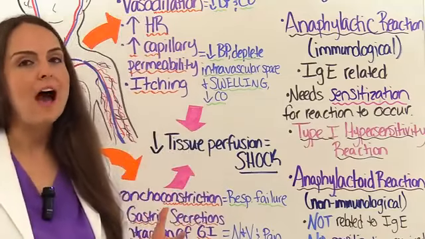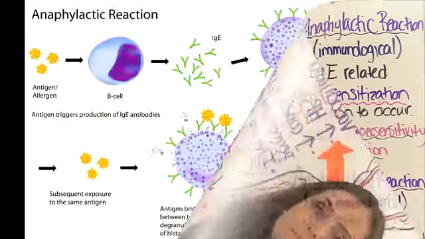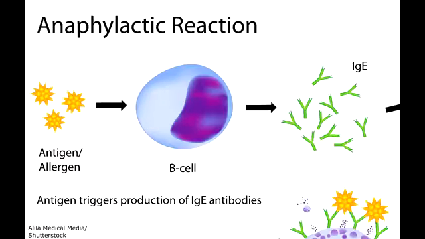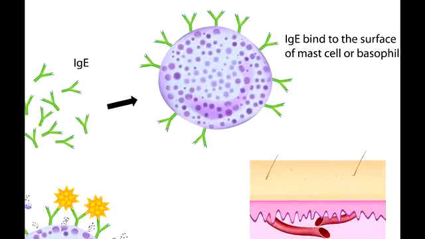So let's look at how this reaction happens. We have this allergen that enters the body, and whenever it comes into the body, it's going to trigger the body to produce IgE antibodies. These IgE antibodies are going to go and attach to the surface of the mast cell or basophil, and they're going to hang out there for a while. So right here, whenever this occurs, the patient has been sensitized. This was their first exposure to the allergen.